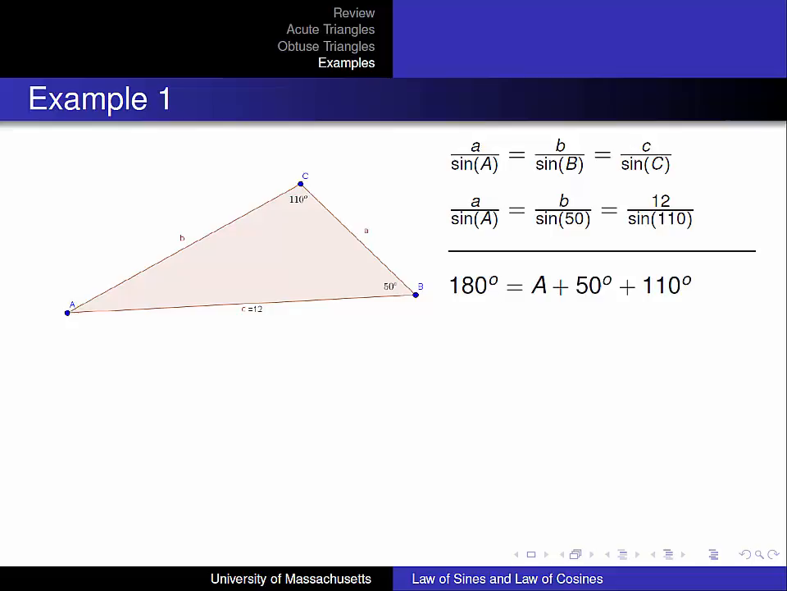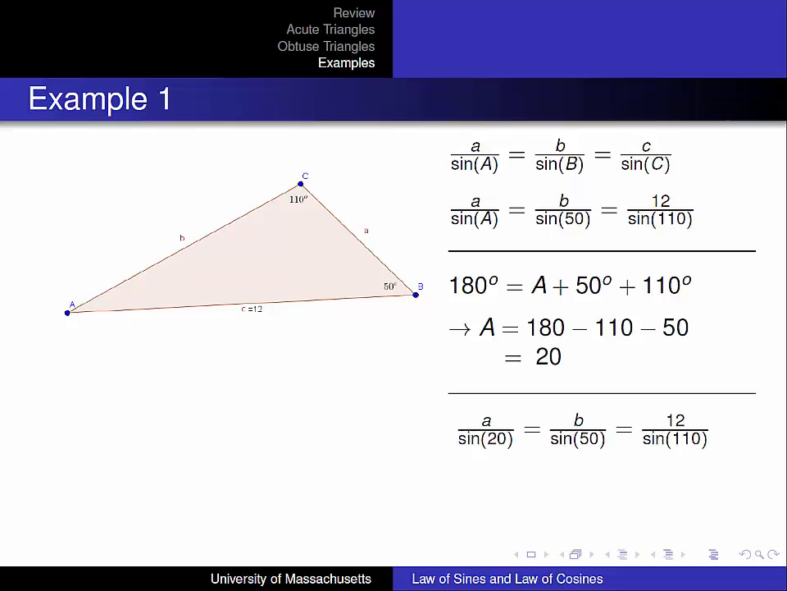Well, what else do we know? First, we know that the sum of the angles of a triangle is 180 degrees. So therefore, A plus 50 plus 110 is 180 degrees. We can solve for A, and we get that A is 20 degrees. Now we can plug A being 20 degrees into our law of sines, and then we can solve for both a and b.